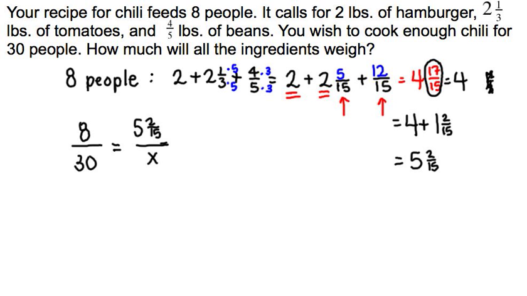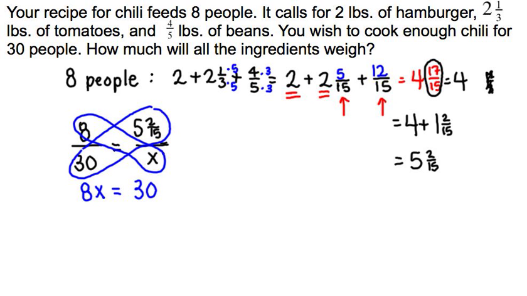To solve your proportion, you cross multiply. So I'm going to multiply 8 times x, and I'm going to multiply 30 times 5 and 2/15ths. To multiply 30 times 5 and 2/15ths without a calculator, here's our little sidebar, I'm going to multiply 30 times 5 and 2/15ths. I'm going to change it into an improper fraction.